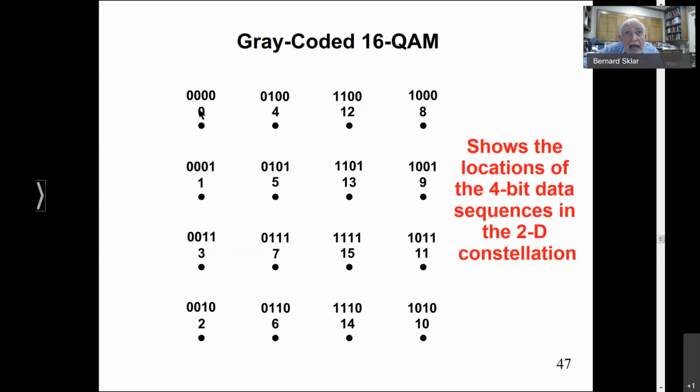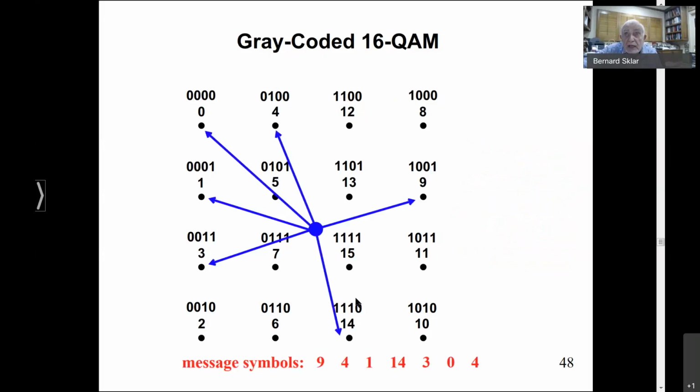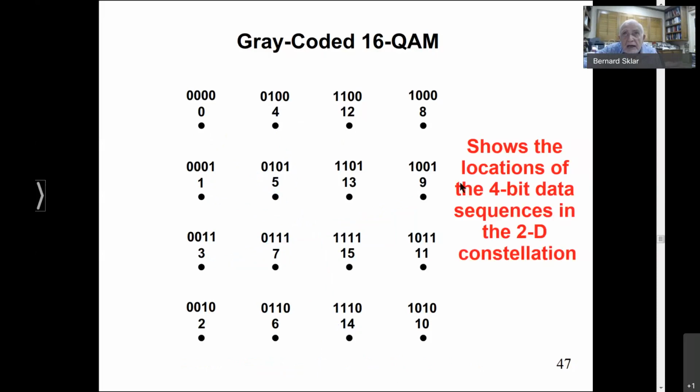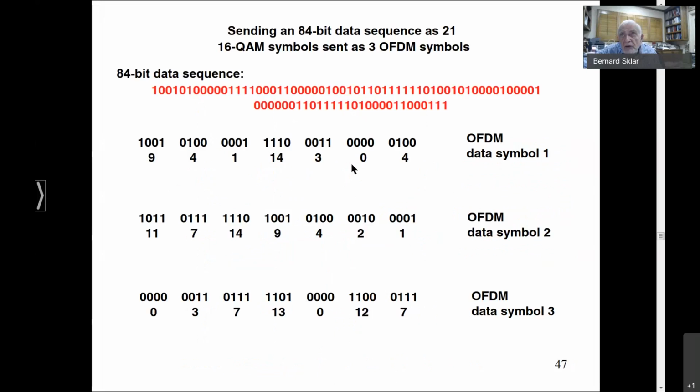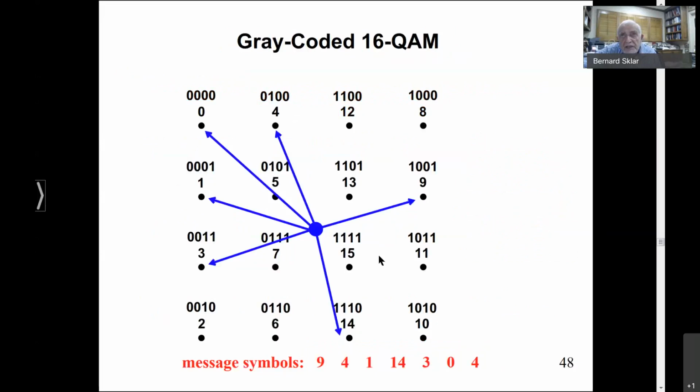And they represent symbol zero. This is symbol four, because that's what they spell out. These binary digits spell out the symbol 12. This is symbol eight, and so on. So notice when I say spell out, it means from the center, I can think of it as an in-phase and quadrature, an I and a Q, or an X and a Y. But my message symbols are what I'm calling them here. This is symbol zero, symbol four, here's symbol nine. So the sequence you send out is 9, 4, 1, 14. I'm taking the first data symbol here, and I'm saying that's the message, 9, 4, 1, 14. And those are the phasors you're going to be sending out.